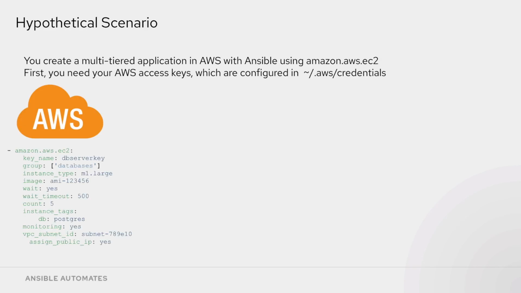And to that end, here's a hypothetical scenario I want to talk through. Let's say you're creating a multi-tiered application in Amazon using the Amazon AWS EC2 module. The first thing you need are AWS access keys, which, if you're using Ansible Playbook on the command line, might be under the hidden .aws folder in the credentials file, or it could be in Ansible Tower. You might have a set of AWS credentials saved in there.